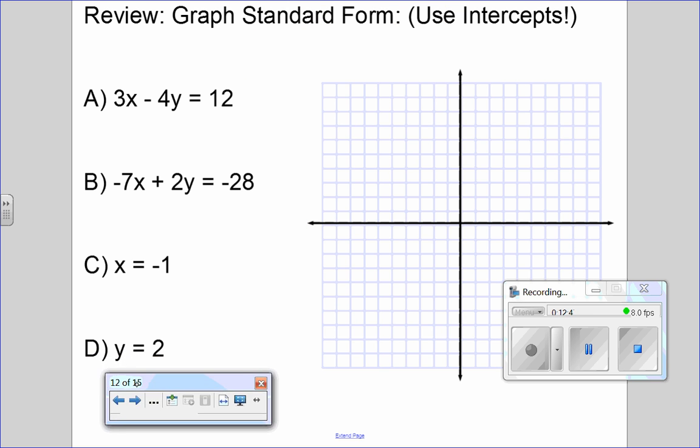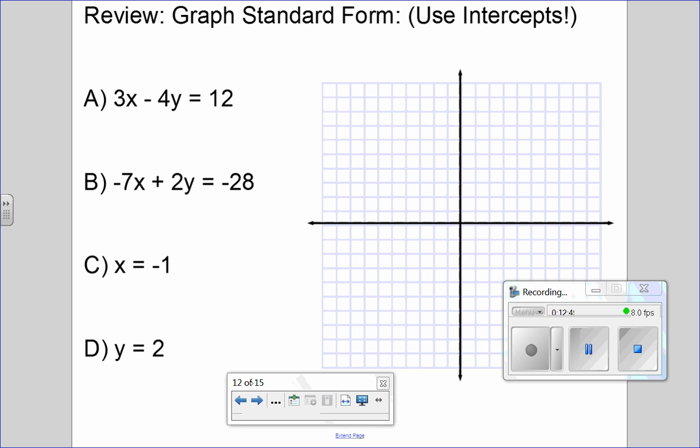All right, graph using standard form. We can knock these out pretty quick. What's the quickest way to graph things in standard form? Find the intercepts, doing the cover-up method.